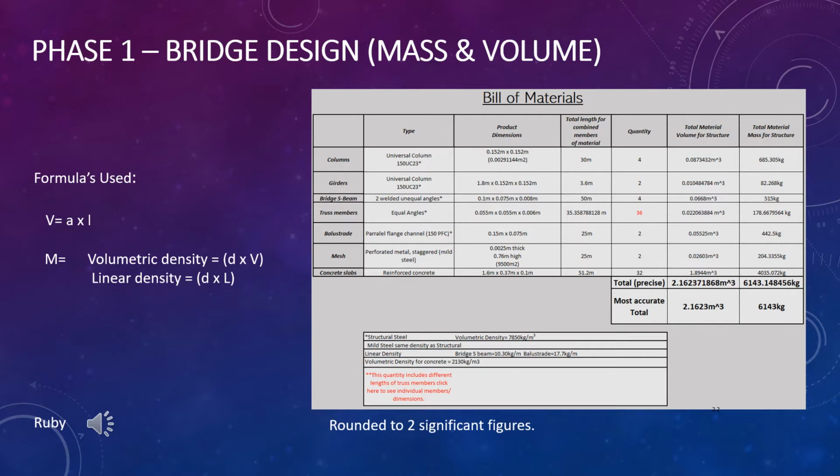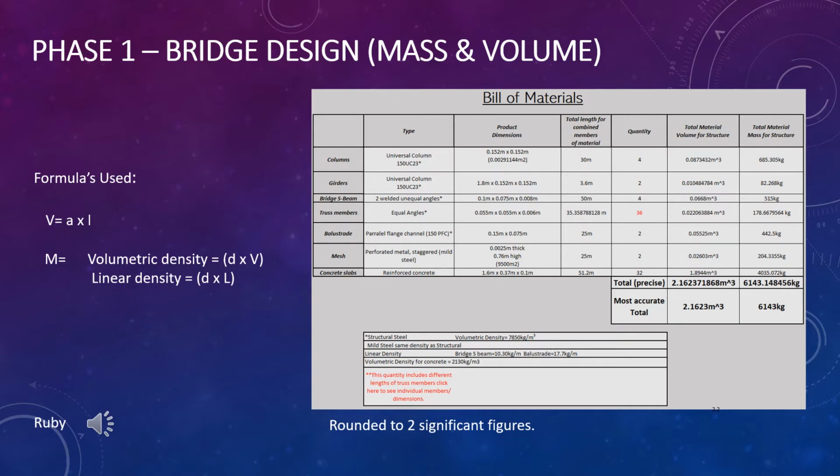The product dimensions were displayed in millimeters, so when calculating our bill of materials, we converted all our dimensions into meters. We used volumetric density and linear density to calculate mass and area times length to calculate volume, then added them together to find the total for the bridge.